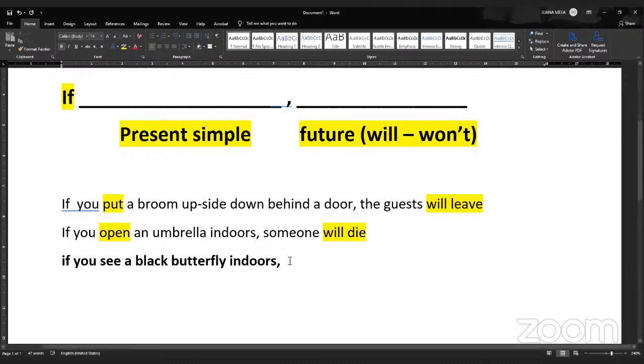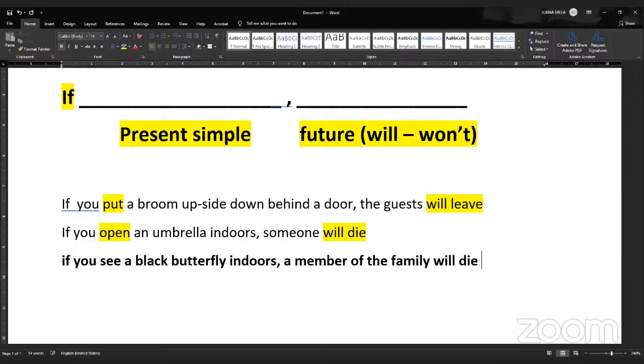Butterfly indoors. This is a bit different, right? Just a little bit different. Future and present simple. You see? If you see a black butterfly indoors, a member of your family will die. That's for sure. Unbelievable.